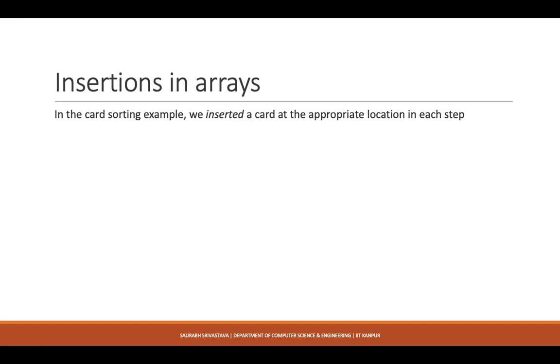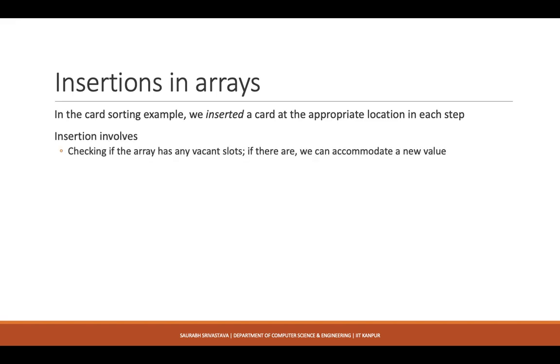In this card sorting example, what we were doing was, after finding the smallest card, we were simply inserting it at its appropriate location. Now, here we don't really care how that location is found. Insertion is all about inserting something at a particular index. What exactly is that index? How exactly are we coming to that index? That is not necessary. That is not a part of the insertion logic. The insertion logic is all about figuring out a particular slot where a particular value has to be inserted.